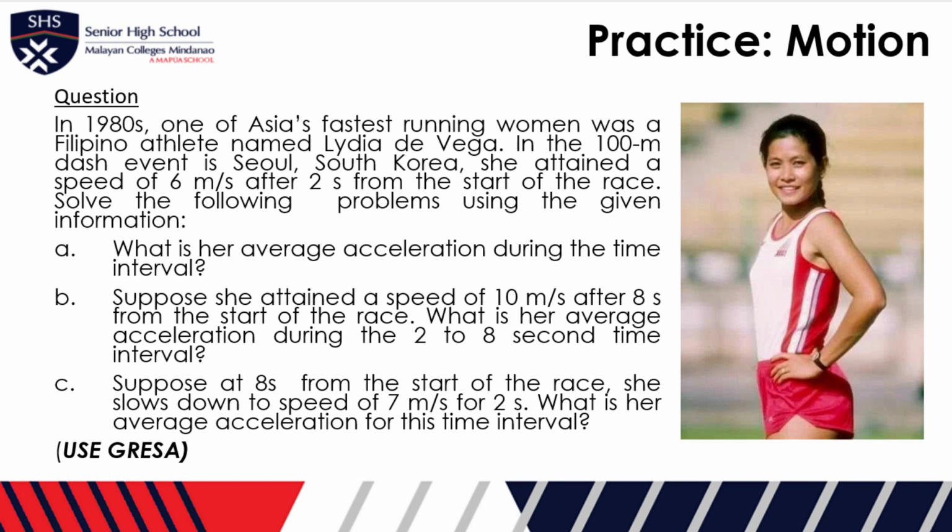B. Suppose she attained a speed of 10 meter per second after 8 seconds from the start of the race. What is her average acceleration during the 2 to 8-second time interval? C. Suppose at 8 seconds from the start of the race, she slows down to a speed of 7 meter per second for 2 seconds. What is her average acceleration for this time interval?